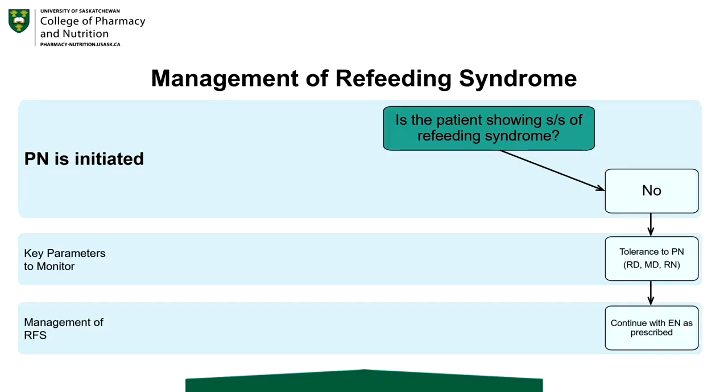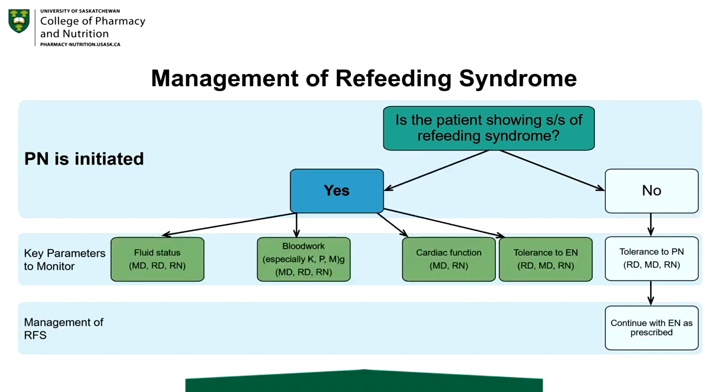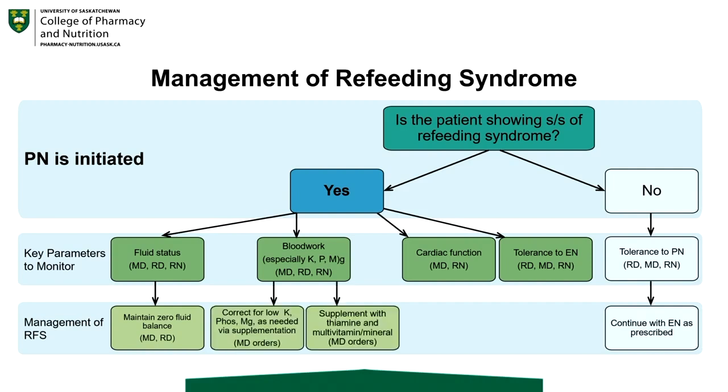When PN is initiated, if there are no signs or symptoms of refeeding syndrome, no modification to the EN therapy is required. In contrast, if a patient is showing signs and symptoms of refeeding, which is identified by monitoring the parameters listed, the following treatment strategies are suggested. A zero fluid balance must be maintained, which may require adjusting fluid from IV or EN. Electrolytes should be corrected by supplementation as necessary, and patients should also be supplemented with thiamine and a multivitamin/mineral, as thiamine is typically depleted if refeeding occurs.